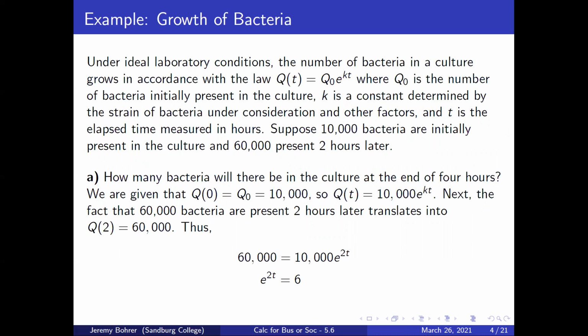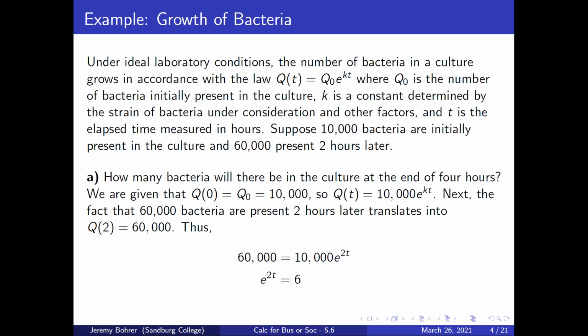For example, under ideal laboratory conditions, the number of bacteria in a culture grows in accordance with the law Q(t) = Q naught e^(kt), where Q naught is the number of bacteria initially present in the culture. k is a constant determined by the strain of bacteria under consideration and other factors, and t is the elapsed time measured in hours. Suppose 10,000 bacteria are initially present in the culture and 60,000 are present 2 hours later. How many bacteria will there be in the culture at the end of 4 hours?